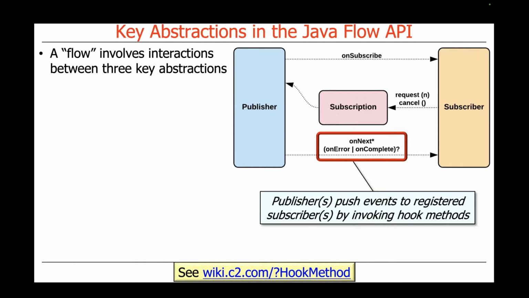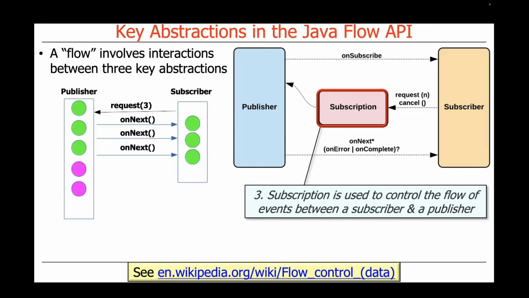There can be zero or more calls to onNext, followed optionally by either one onError or one onComplete event. The subscription is an abstraction that's used to control the flow of events between a subscriber and a publisher. So what happens is a subscriber uses the subscription to indicate to the publisher how many events it can handle before it needs to reinform the publisher that it's ready to handle more.